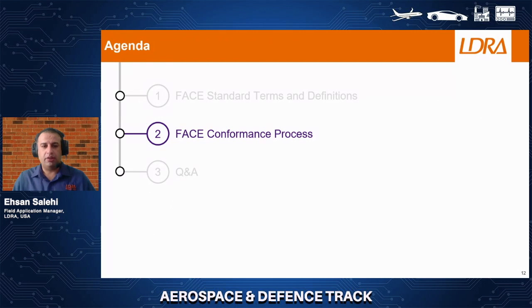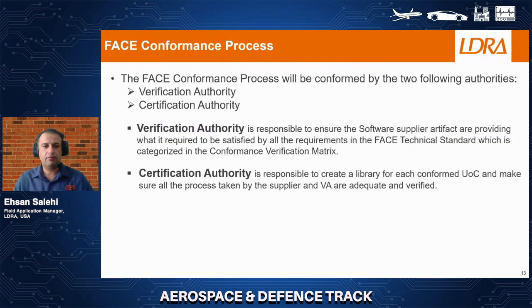Now we are going to talk about the phase conformance process. The phase conformance process is conducted by two authorities: verification authorities and certification authorities. The verification authority is responsible for ensuring the software supplier's artifacts satisfy all the requirements in the phase technical standard, which is categorized in the conformance verification matrix. We will talk about the conformance verification matrix in more detail.